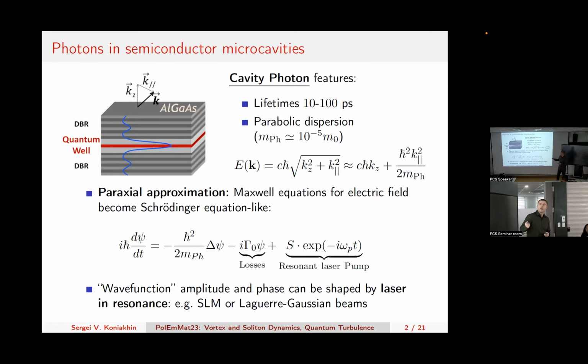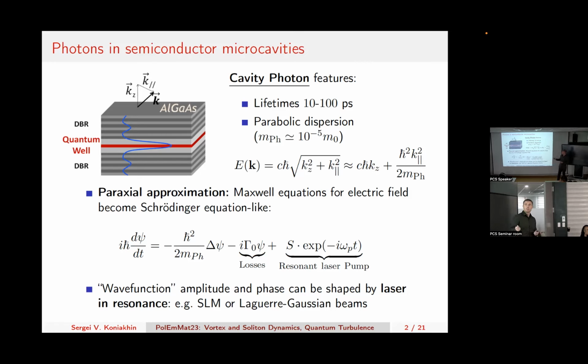So polaritons are composite particles made due to interaction of photons and excitons. And here I show you the semiconductor microcavity, where we have some photonic mode in between the distributed Bragg reflectors. So this is the cavity photon mode, the first ingredient to form the polariton. And the features of cavity photons are lifetimes of dozens of picoseconds due to progress in manufacturing the mirrors.